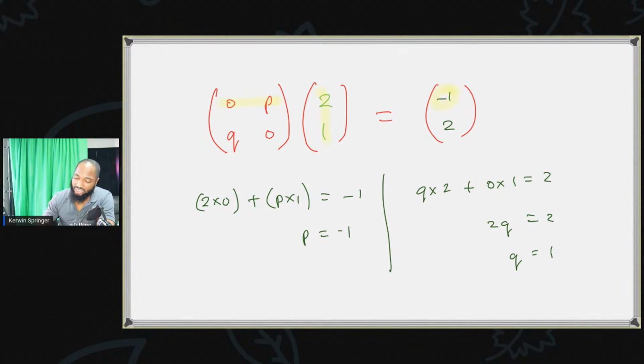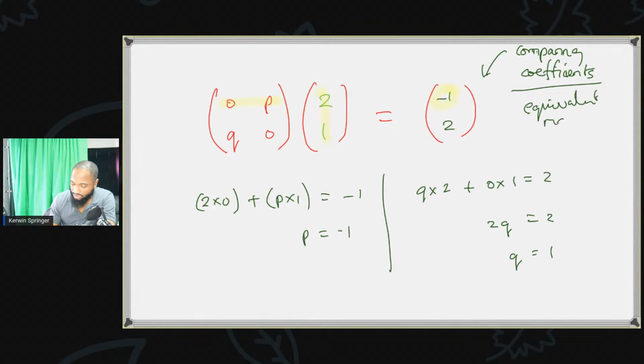So this is a method that relies on a topic called comparing coefficients and equivalent matrices. Not really comparing coefficients so much because you're just solving for one unknown for each line. So you just multiply it out and you get the answer.